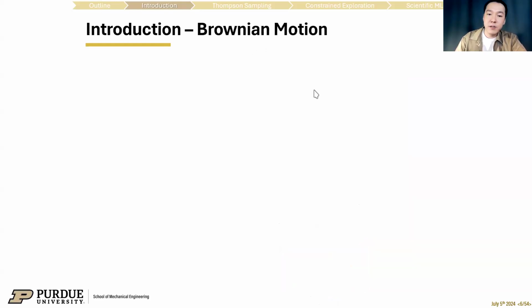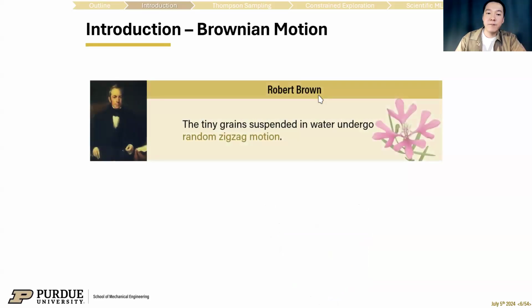Okay, so let's first go back to the 19th century and see how such fantastic algorithms were first observed from the real world, constructed into mathematical tools, and finally used in machine learning. The first discovery of Brownian motion can be traced back to 1827. Botanist Robert Brown made the first observation of pollen seeds taken from flowers suspended in water. From the microscope, he found that the tiny grains suspended in water appeared to make random zigzag motions. This motion never appeared to slow or stop. But at that time, he could not explain why it occurred.